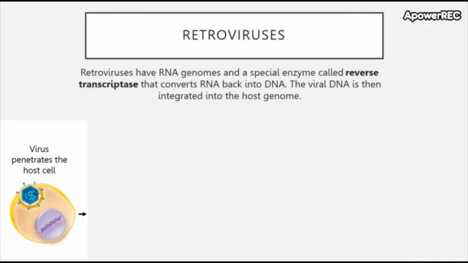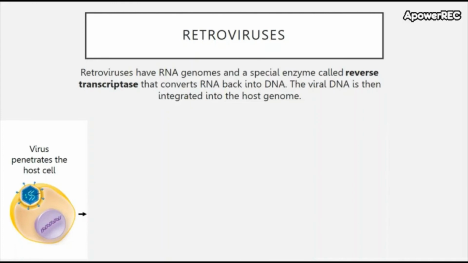Okay, moving right along, let's talk about retroviruses. Retroviruses are very interesting. They have RNA genomes, but they contain a special enzyme called reverse transcriptase. This enzyme is unique in that it can do the opposite of RNA polymerase. It can convert RNA back into DNA. So this viral DNA can then be integrated into the host genome.